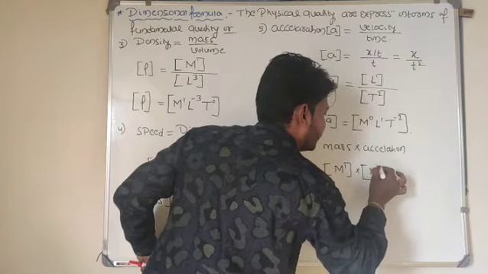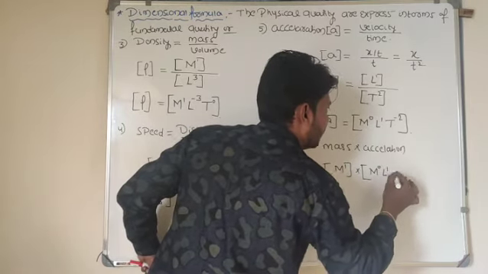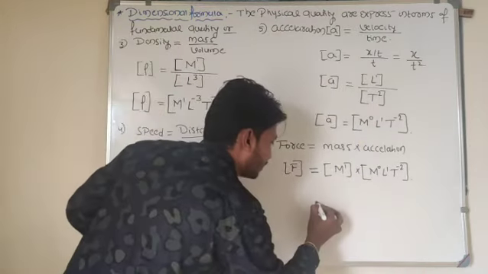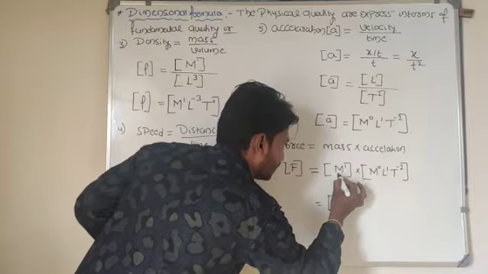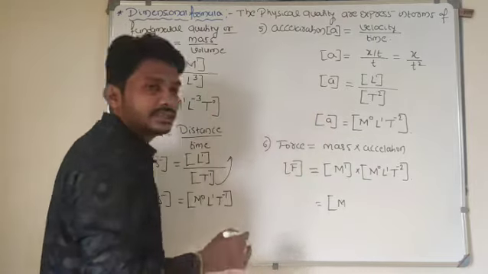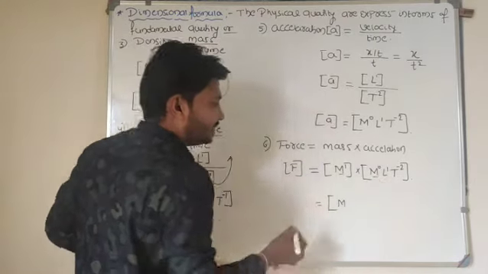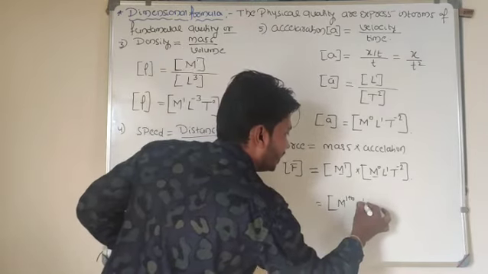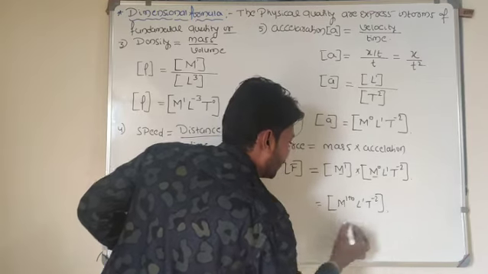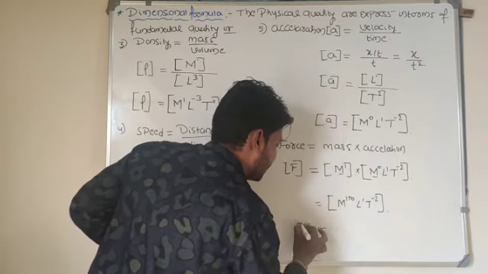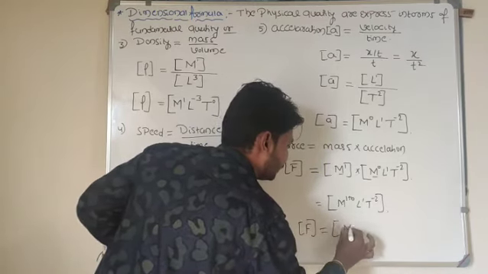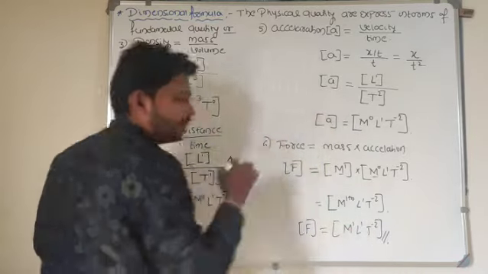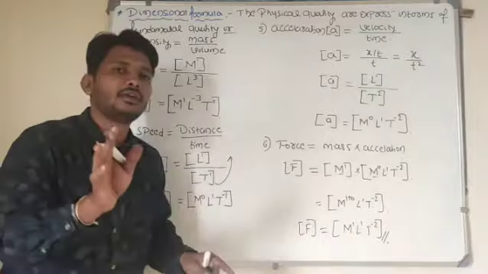Acceleration means M to the power of 0, L to the power of 1 and T to the power of minus 2 here. So look at here, bases are same, M to the power of 1 is there, M to the power of 0, 1 plus 0, so that is 1 only, L to the power of 1, T to the power of minus 2. So then what's the dimensional formula for force? M to the power of 1, L to the power of 1, T to the power of minus 2. So this is the dimensional formula for force here.